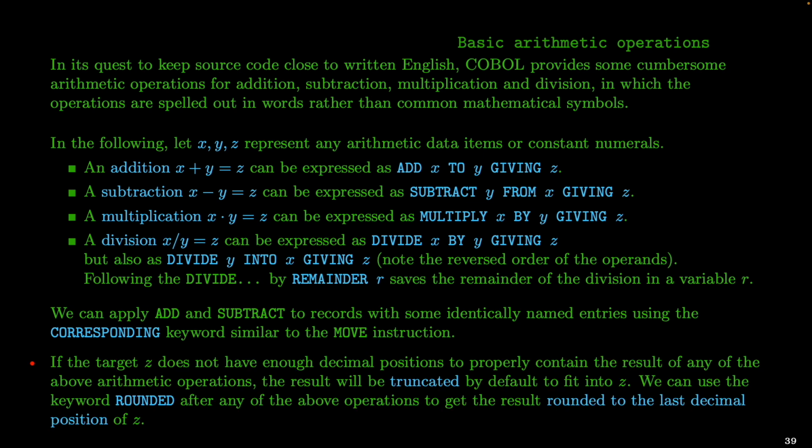Now, if the target variable z in these operations here does not have enough decimal positions to properly contain the results of any of the operations above, then we will simply truncate by default to fit into z. So we will just cut off the decimal positions. And instead we can use the keyword rounded if we want to round up or down, depending on what the value is, to the last decimal position of z. So in that way, using rounded, you might get a little bit more precise results.